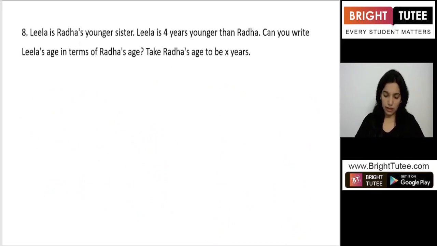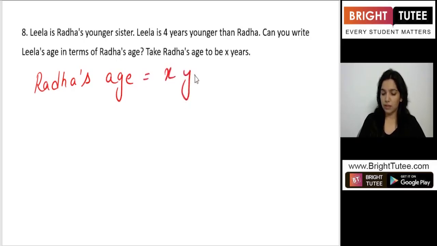Moving ahead, it says Leela is Radha's younger sister. Okay. Leela is 4 years younger than Radha. Can you write Leela's age in terms of Radha's age? Take Radha's age to be x years. So here we are given Radha's age is equal to x years. So here x is the variable.